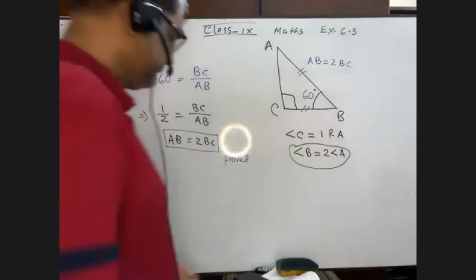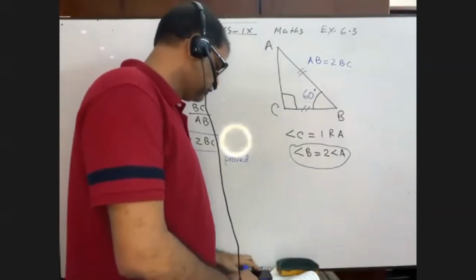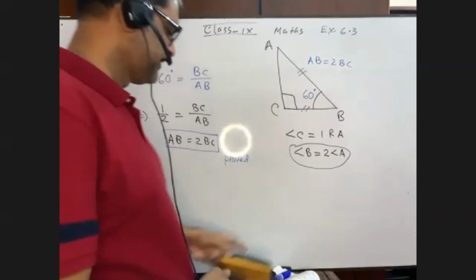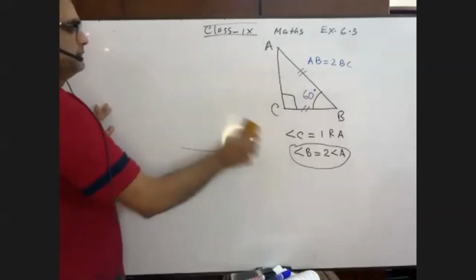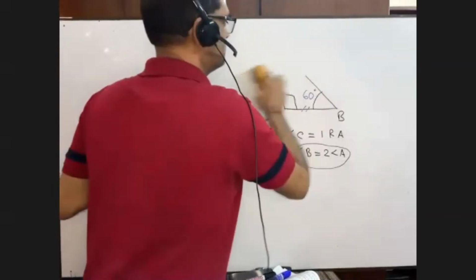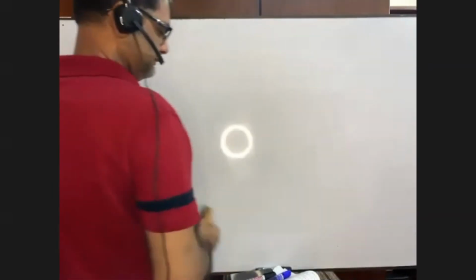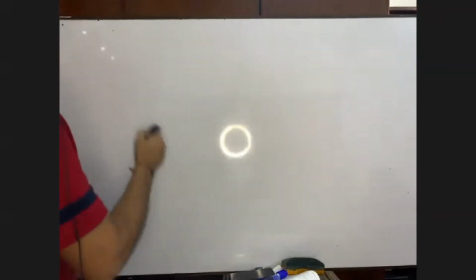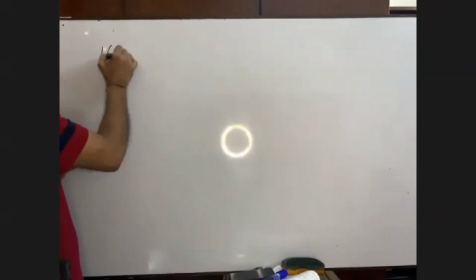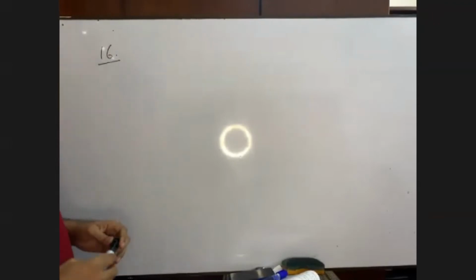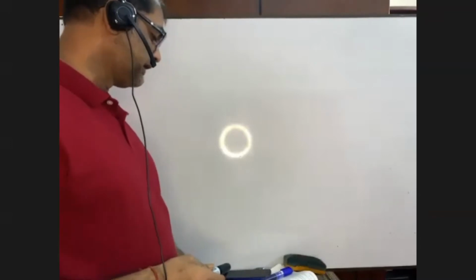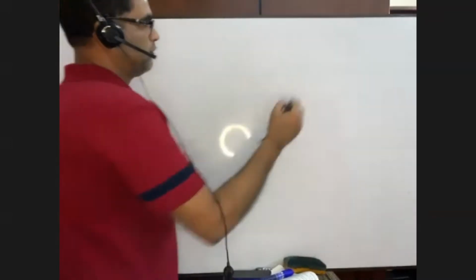Okay. Now go to question number 16. Question number 16. What is told here? You read the question. In the figure, in triangle ABC, angle B equals 1 right angle. Okay, that's good. What is given?